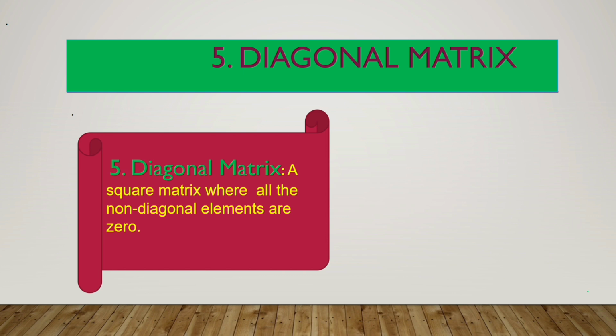So next one is diagonal matrices. By definition, diagonal matrices is a square matrices where all non-diagonal elements are 0.